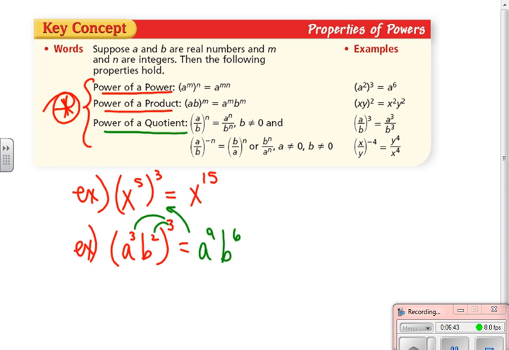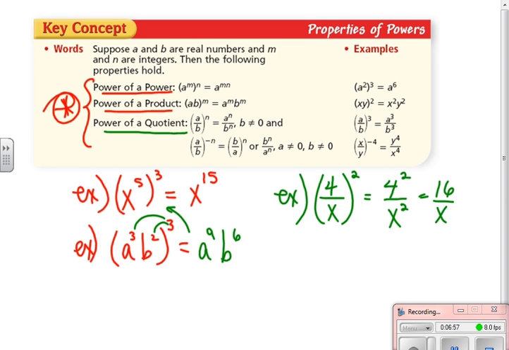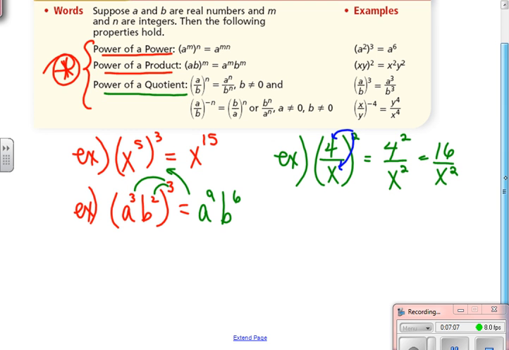Power of a quotient, that is going to happen exactly the same way. If I would have a fraction like this, I could write 4 to the 2nd over x to the 2nd, or 16 over x squared. That power goes to both parts of the fraction. Always pay attention to where your parentheses are.